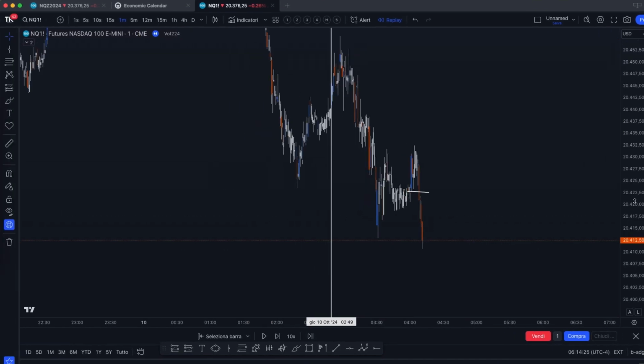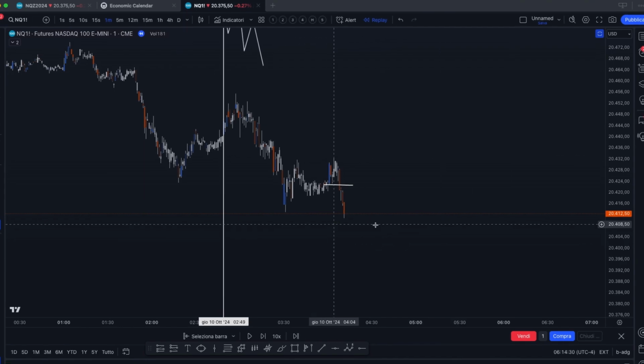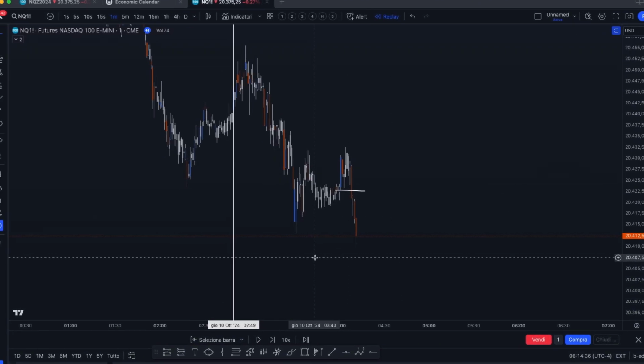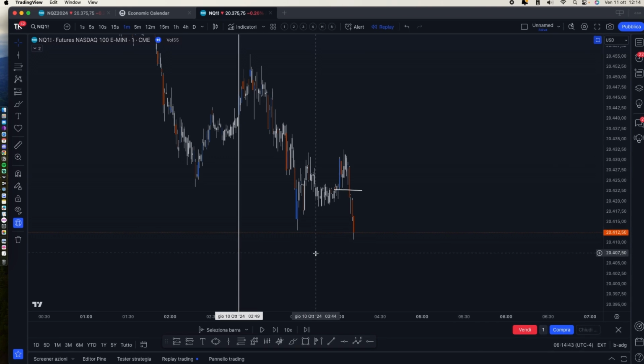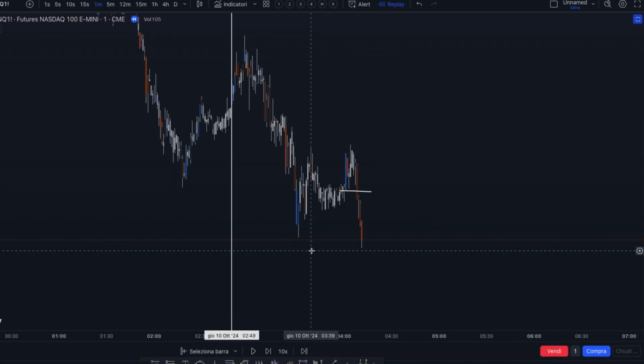Okay, now probably here we have Asian session high or low, but I don't care. I always make daily bias analysis, so a 15 minutes time frame analysis, to understand which could be the direction of the whole session. Okay, but I don't want to forecast the market. I just want to adapt myself, my trading, to what I'm seeing.